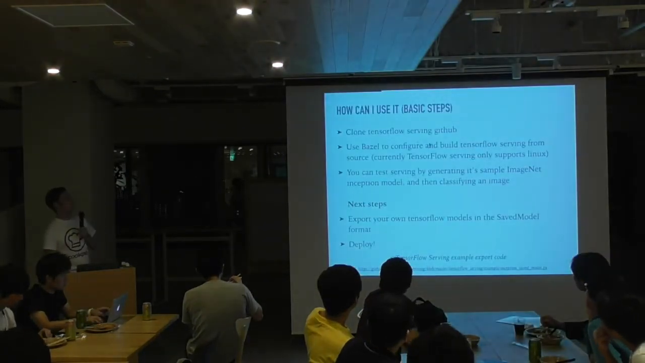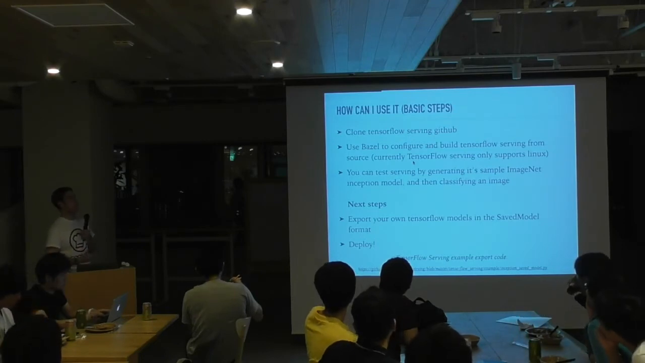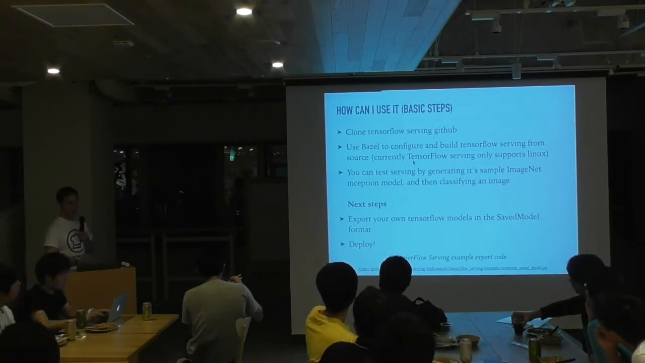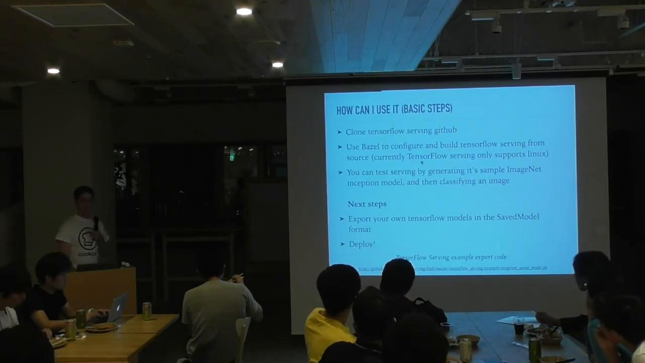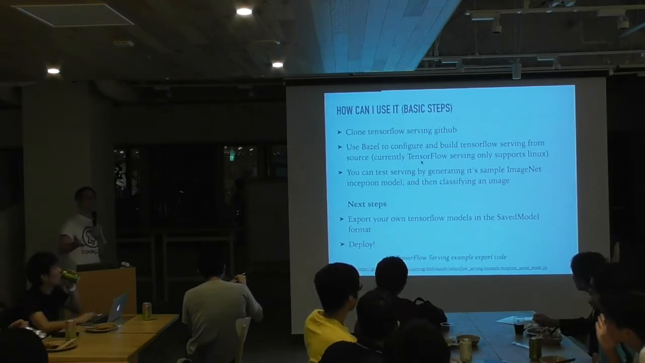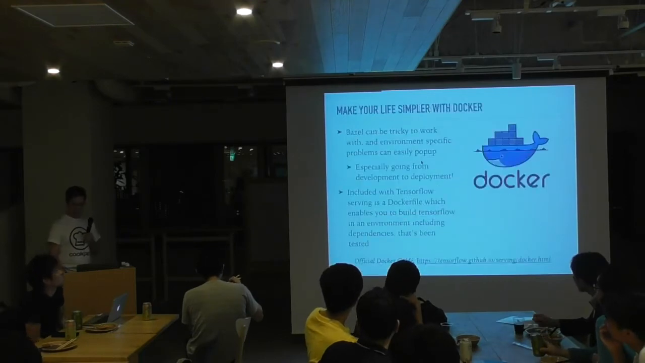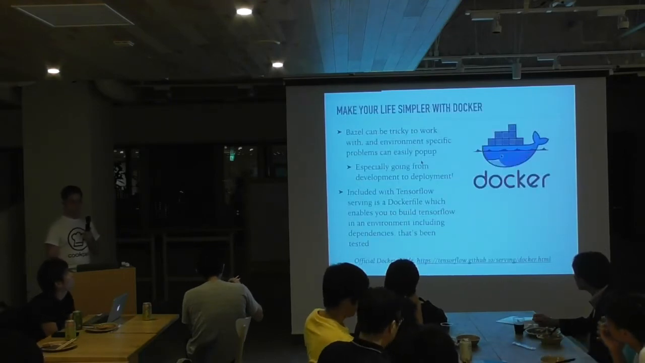But how did I do this? Because TensorFlow Serving, by default, will only work on Linux. It doesn't work on Mac OS, or it doesn't work on Windows. So what I actually used was Docker here. So if I can get a show of hands of who here knows what Docker is. Great. Who here has used it before at work or on personal projects? Okay, so still quite a few of you. Great. So we're actually going to use that too for TensorFlow Serving.